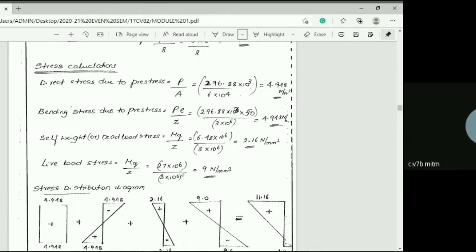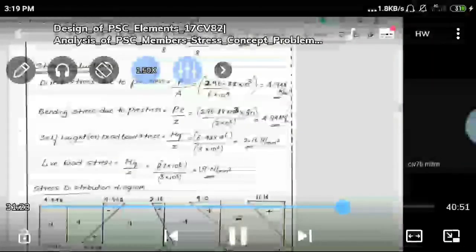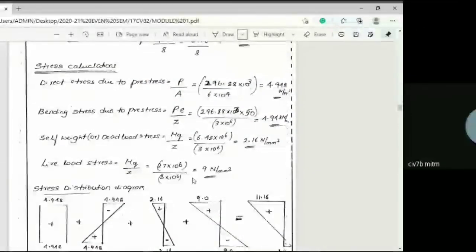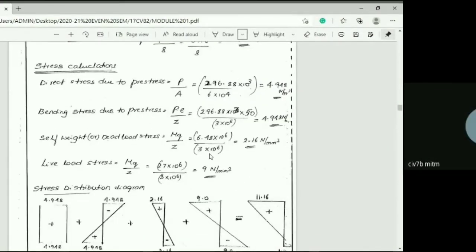Likewise, the live load stress, that is ML divided by Z, the live load moment divided by Z. Same thing, 27 kilonewton meter was the answer. Convert into Newton millimeter divided by Z. So we'll get 9 Newton per millimeter square as the answer.